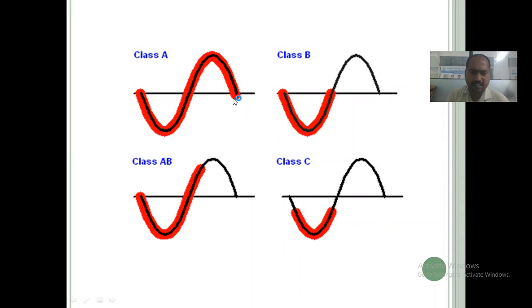This is the class A type of amplifier. It has an operating area of near about 360 degrees. Class B has an operating area of 180 degrees. Class AB has an operating area greater than 180 and less than 360, that is nothing but the class AB amplifier. In class C, it has an operating area less than 180, as seen here. This is the class C type of amplifier.